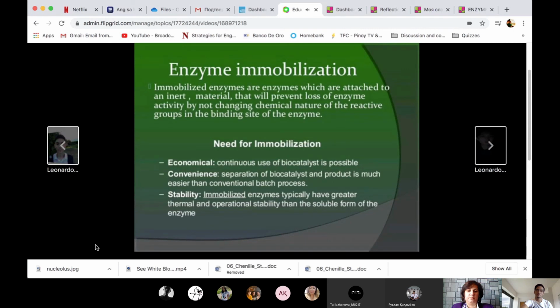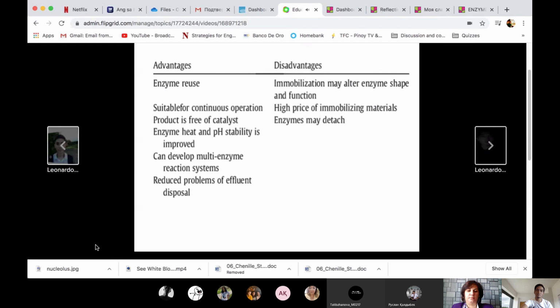Here are some main disadvantages and advantages of immobilized enzymes. The main advantages are enzymes can be used several times. It is stable for high temperatures and pH. Disadvantages are immobilization may alter enzyme shape and function, high price of immobilizing materials, and enzymes may detach.